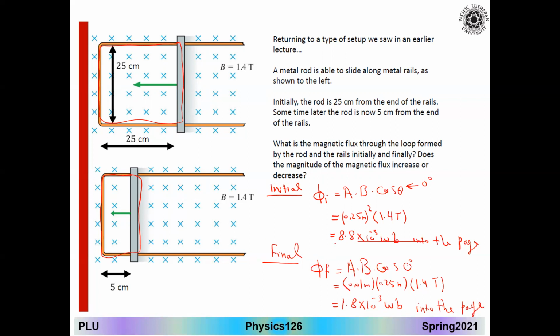So now what we observe, whether it decreases or increases: we observe the magnetic flux in the initial value is larger than the final one. So the phi decreases. So next lecture, we're going to write or define the connection between induced current and magnetic flux.